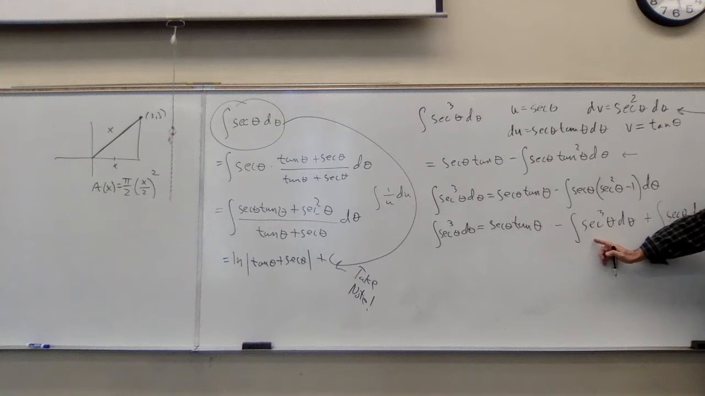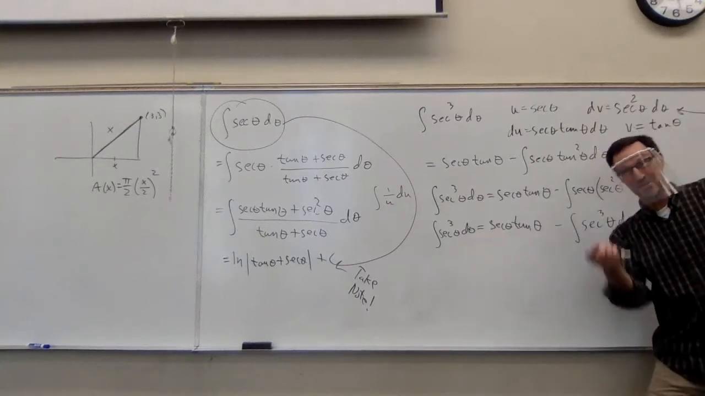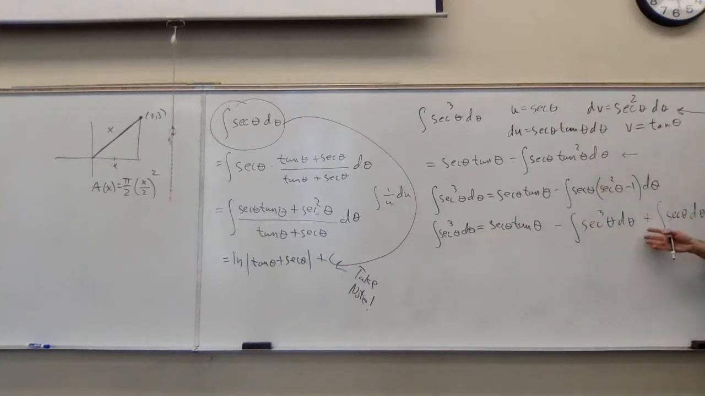I'm going to add this integral to both sides. How many do I have on the left? Well, right now there's one. If I add one to it, how many do I have? Two. I want to have two. How many are going to be on this side? None. I'm adding it across.